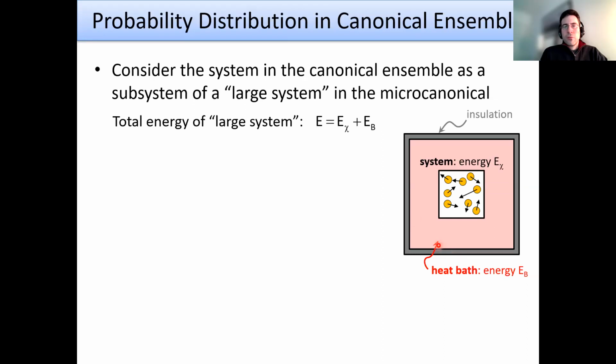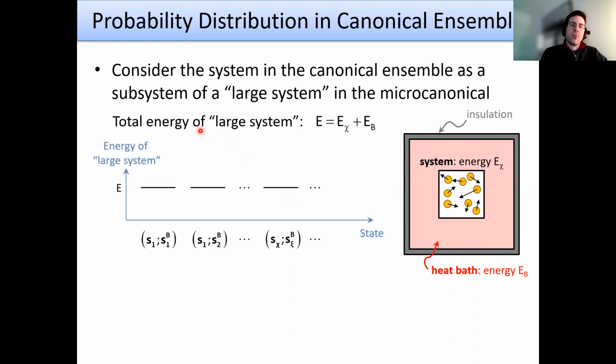So the first thing to do is to consider this large system as an isolated, insulated system. This means that this large system, which involves the heat bath and the small system, can be treated in terms of the microcanonical ensemble. What is the total energy of the large system? Clearly, it's the energy of the bath plus the energy of the small system. And this is equal to the total energy of the large system, which is assumed to be constant by applying this insulation.